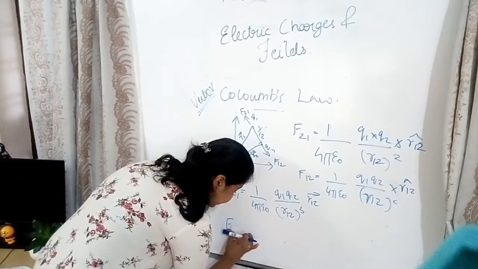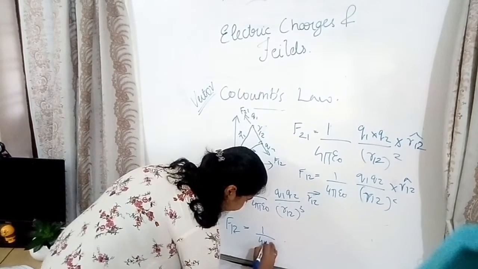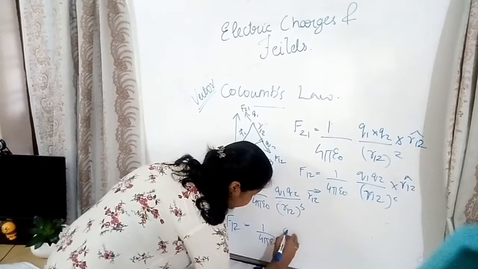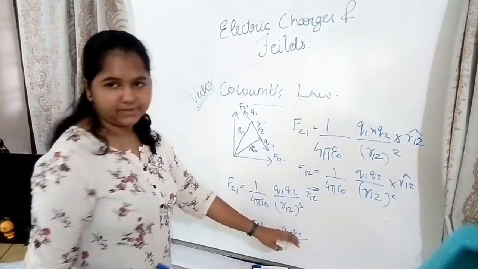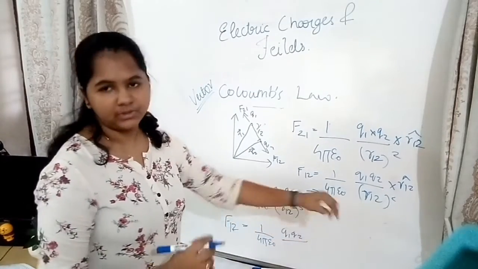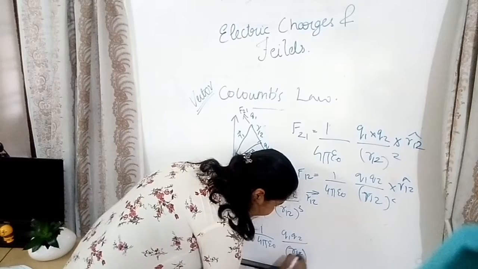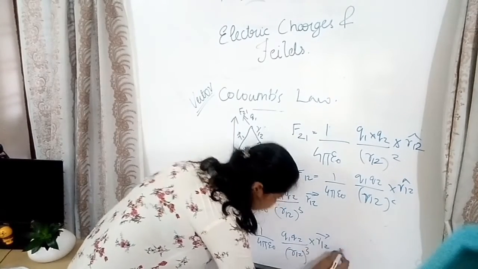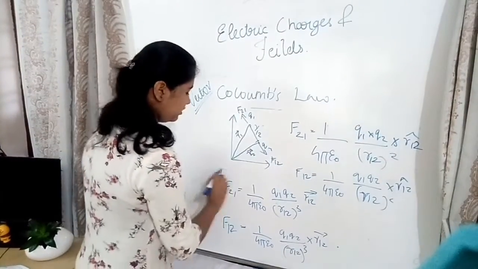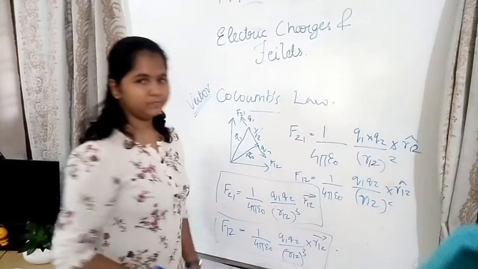Sorry, now we discussed about F21. So F12 is equal to 1 by 4 pi epsilon 0 Q1 Q2 divided by, the same process happens here. You multiply it again by R12. So it becomes R12 the whole cube into R12. That's the form. So this is the Coulomb's law in vector form.